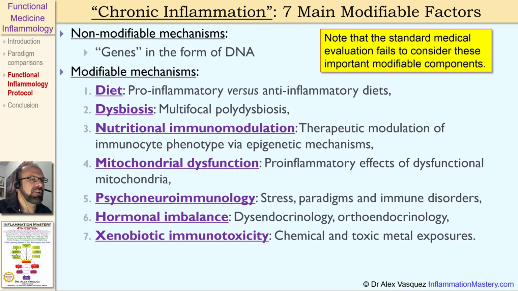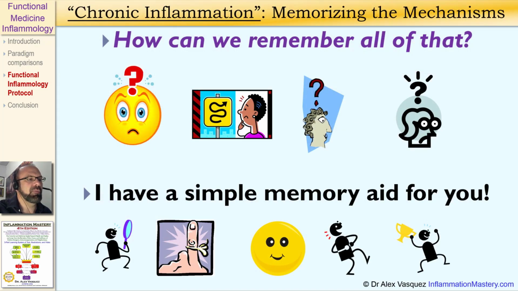Also note that the standard medical evaluation fails to consider these important modifiable components other than a little bit of lip service to diet and lifestyle. So I want you to consider memorizing these 7 items because this is going to be the focus of our clinical interventions. So you'll notice that that list is actually pretty hard to memorize.